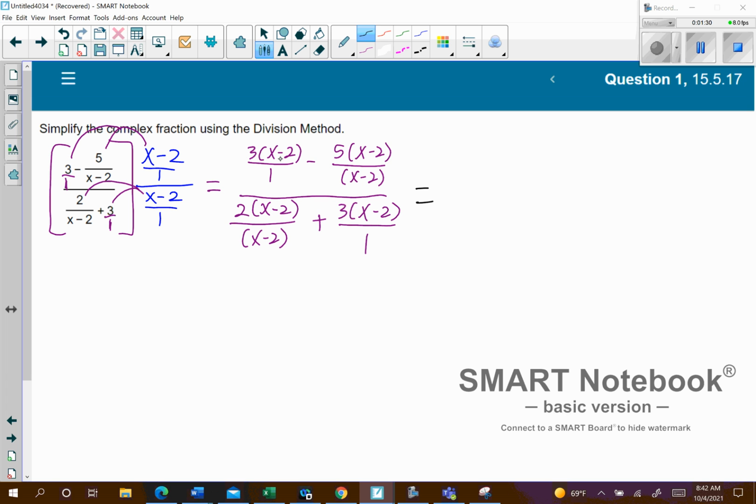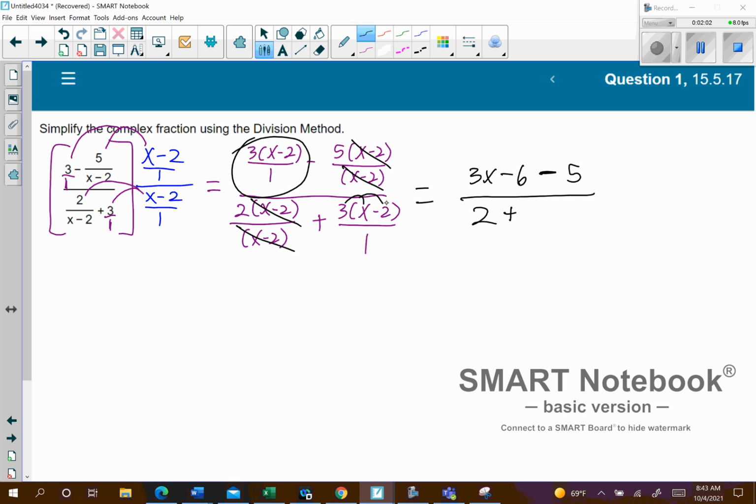And you could distribute now if you want. That would be 3x minus 6. That's what this first one becomes. Then I do have a minus. Now these cancel out, and so that'll just be a minus 5 right there. And so there are no longer any little mini fractions. Then on the bottom, this will cancel out, and that'll just be a 2. And then I have a plus here. And once again, this isn't really a fraction any longer because there's a 1 in the denominator spot.